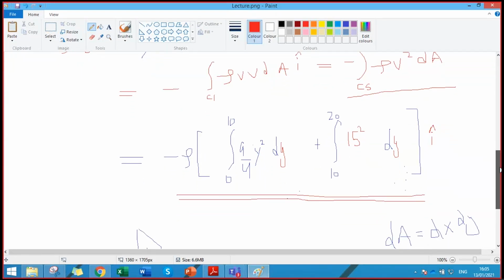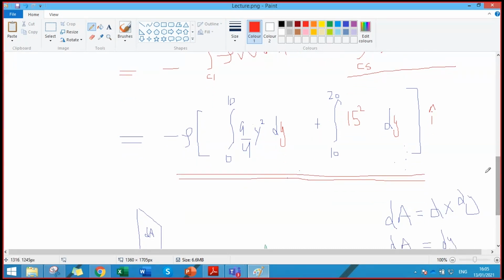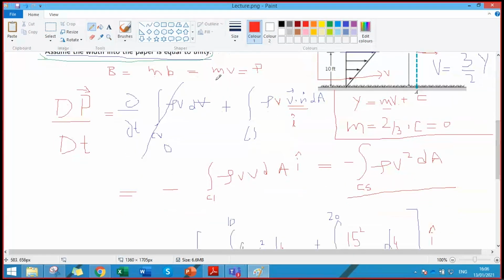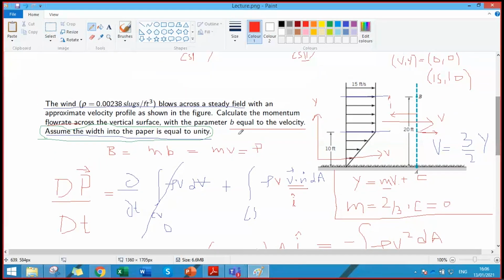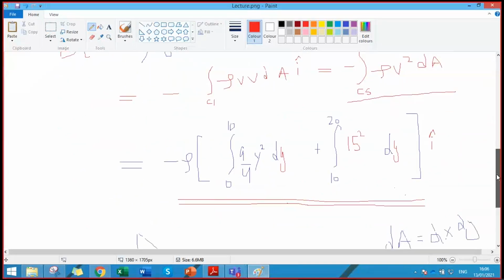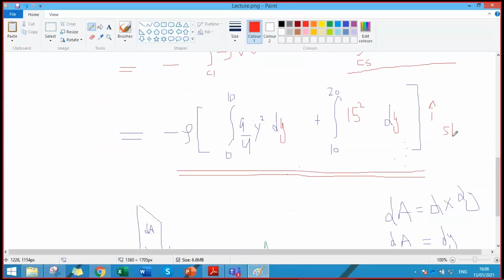Yes, sir. And what would be the unit of this? Unit of the result? kg per second. Momentum is mass times velocity, right? So the units of the problem are in English system, so you need to answer in English system. Mass is slug and velocity is feet per second. So this is momentum. So rate of momentum would be slug feet per second per second, right? Slug feet per second square. Is it clear?